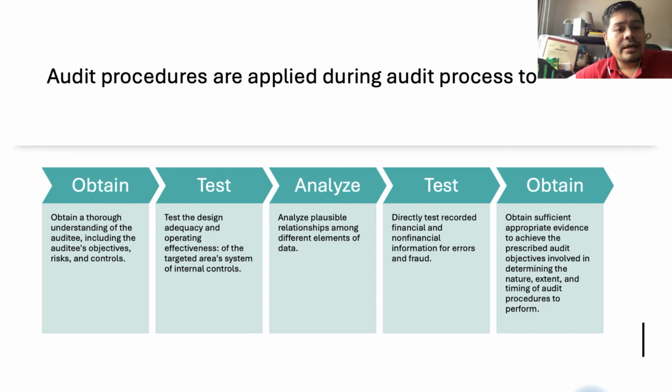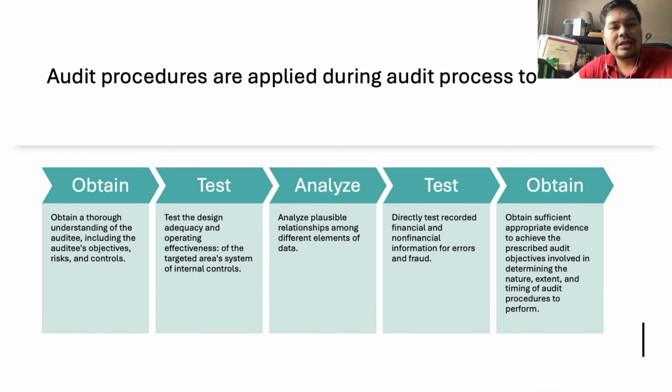Next is to test the design and adequacy and operating effectiveness of the targeted area system of internal controls. Of course, it is also used to analyze the plausible relationship among different elements of data, just like with analytical procedures, right? Okay, then next we have to test directly recorded financial and non-financial information for errors and fraud. Okay, and lastly, that is to obtain sufficient appropriate evidence to achieve the prescribed audit objective involved in determining the nature, extent, and timing of audit procedures to perform. Okay, so these are the uses of the audit procedures during the audit process. So these are the purposes of it.